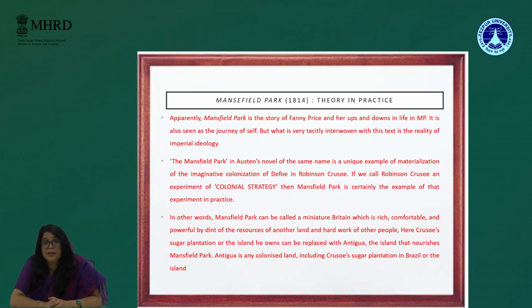We have two places in this novel. One is Antigua, that is a far off place from England, an overseas island, where there is the sugar plantation of Mr. Bertram, and the earnings of Antigua is the complete source of comfort and luxury in the estate which he owns in England, that is Mansfield Park. Now, Antigua can be compared with any colonized land, including Crusoe's sugar plantation in Brazil or the island. So, Antigua now becomes a symbol of any colonized land, not only Antigua in particular.